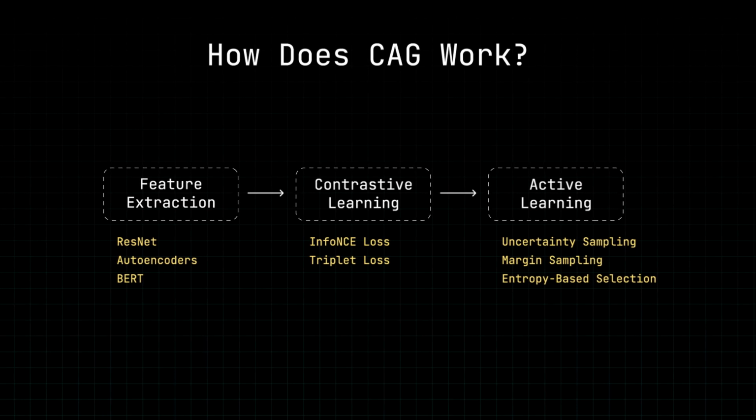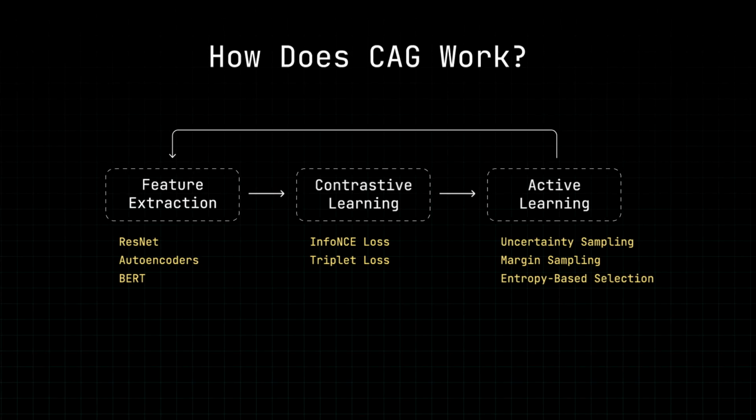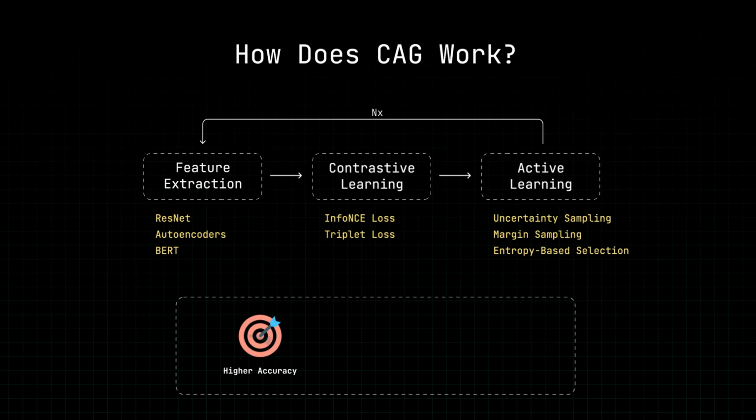Fourth thing, iterative learning. AI repeats this process again and again, continuously improving itself without needing endless data. The result? Higher accuracy with less data, faster learning, more efficient AI models.